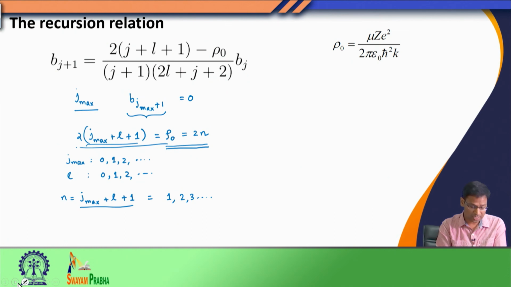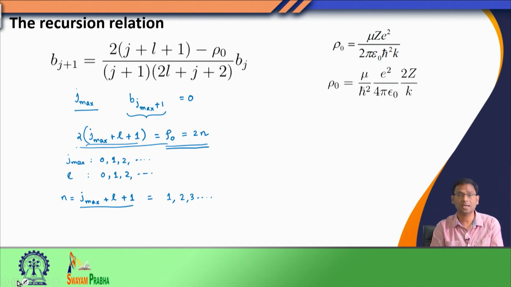I will rewrite this rho 0 in a slightly different way. Here are all the terms. I simply took out Z, the nuclear charge, and k outside, and I kept the rest of the terms over here. Please notice here that 2 pi epsilon 0 has become 4 pi epsilon 0 because I have a 2 multiplied over here. So, when you look at these terms, you see all these are constants.